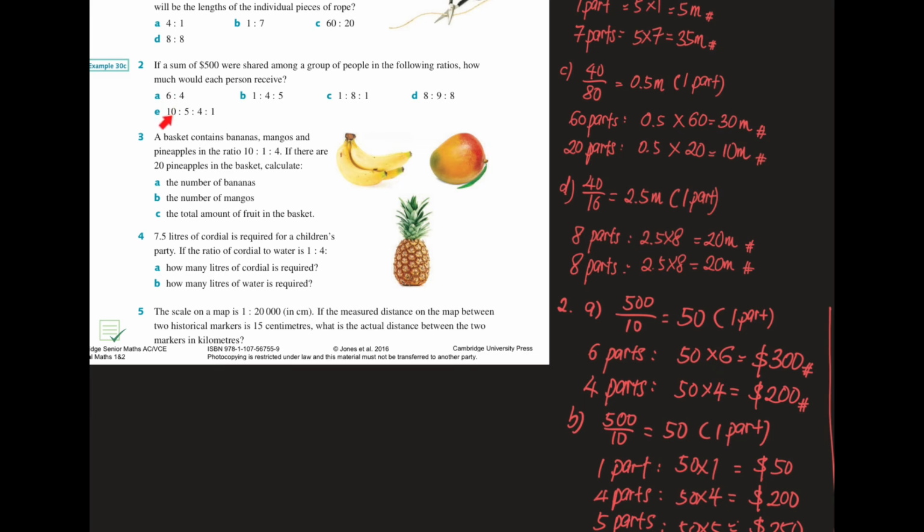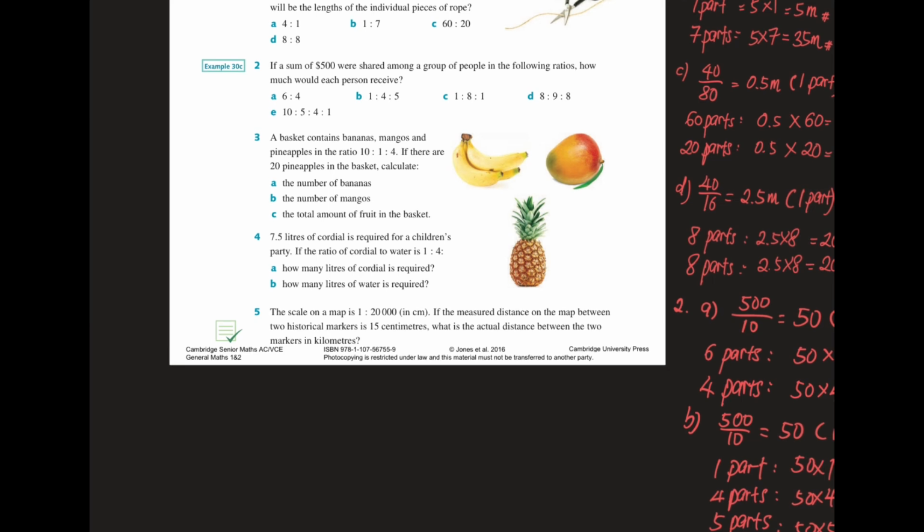And now part E, we have 4 numbers. We have 10, we have 5, we have 4, we have 1. So we add them up and we get a total of 20. So we have to divide the money into 20 parts. Okay, let's say I continue here. 2E.